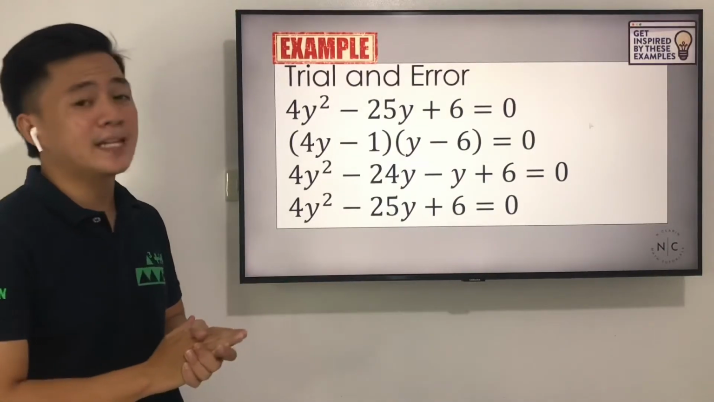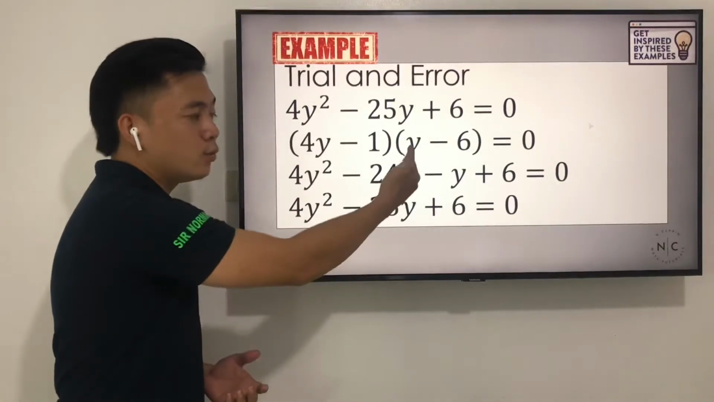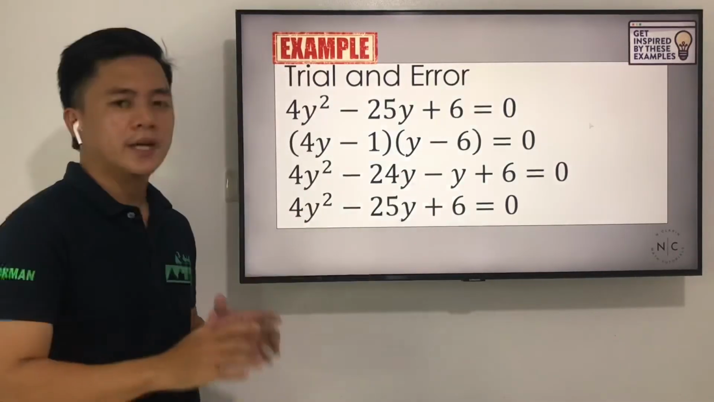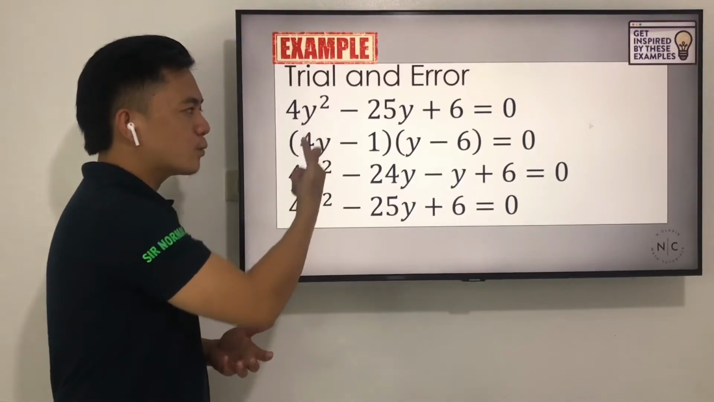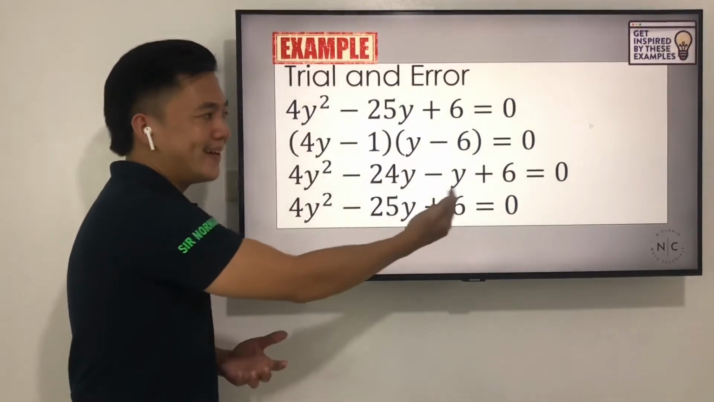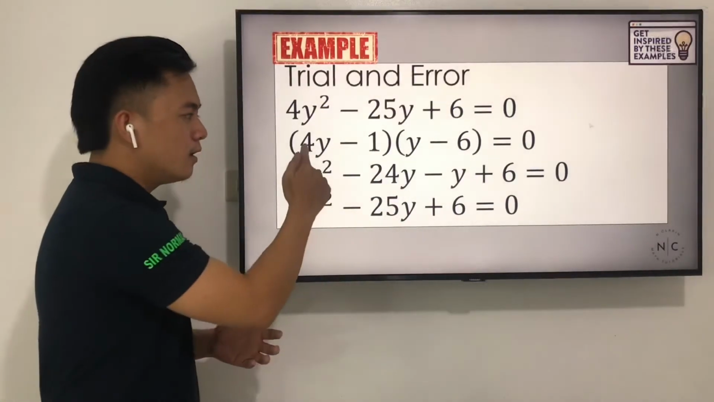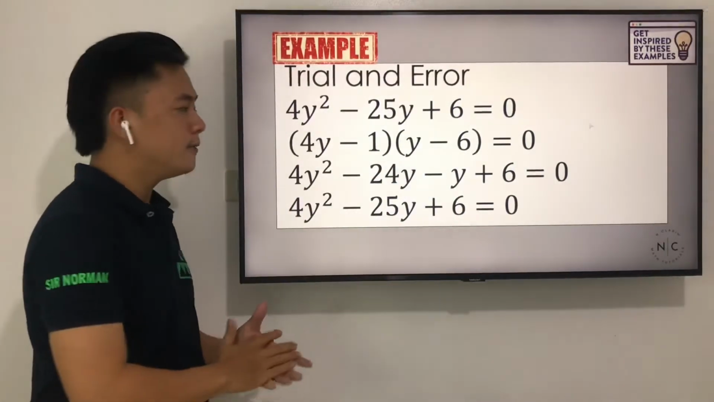This time, ang ginamit natin is si 4y and y. Next is si negative 1 and negative 6 para kay 6. Inuulit ko. Kay 4y squared, ang ginamit natin is 4y and y. Kay positive 6 is negative 1 and negative 6. So, FOIL method. 4y times y is 4y squared.